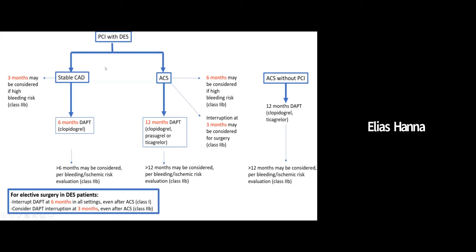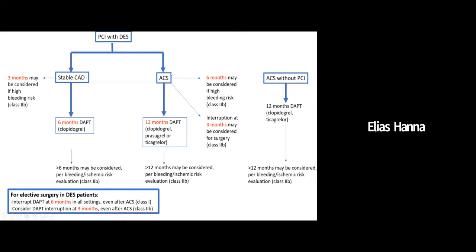This is the guideline slide. So you undergo stent with DES. If it is in the stable CAD setting, the class 1 recommendation for DAPT is 6 months, by the way. I hope everybody knows it's not 12 months anymore for stable CAD. It's 6 months. And it's only Plavix, not the other two, as I mentioned, in stable CAD. So class 1 for 6 months. It's okay to stop at 3 months if you have high bleeding risk, class 2B.